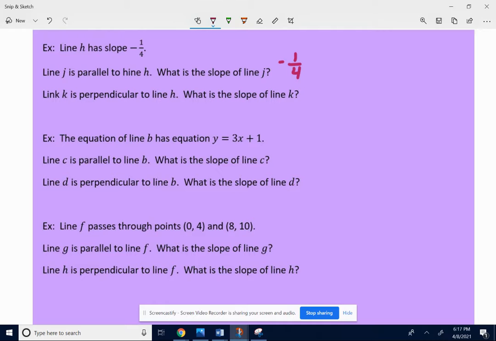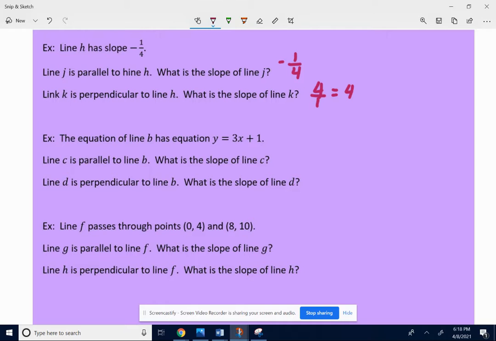Line K is perpendicular to line H. What's the slope of line K? So perpendicular, we got to do two things. We got to change the sign and we got to flip it. So we got to change that negative to a positive. I won't write the positive sign. And we got to flip it to be 4/1, and 4/1 is simplified to 4.